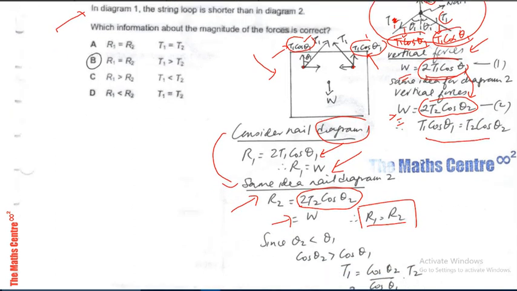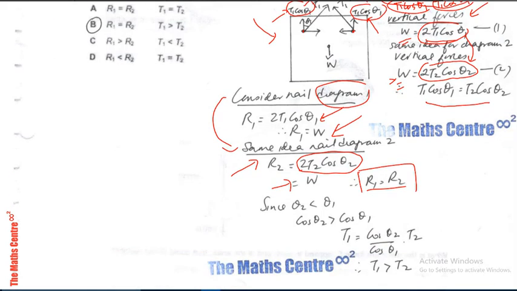So we know our response must be either A or B. Now we know theta 2 is less than theta 1. Therefore, cos theta 2 must be bigger than cos theta 1. From here, we can write T1 equals cos theta 2 over cos theta 1 times T2. Because cos theta 2 is bigger than cos theta 1, we can write T1 as bigger than T2. Therefore, correct response, B.